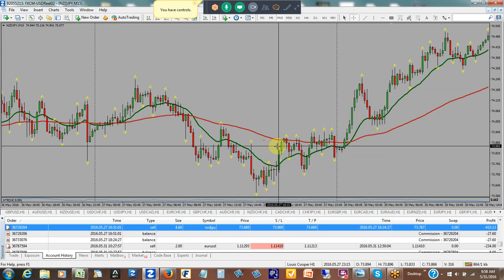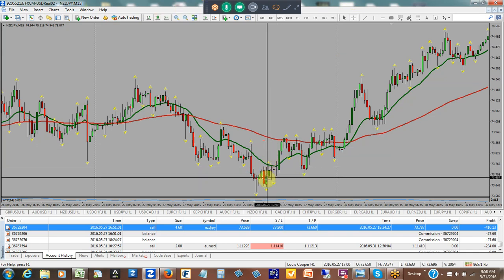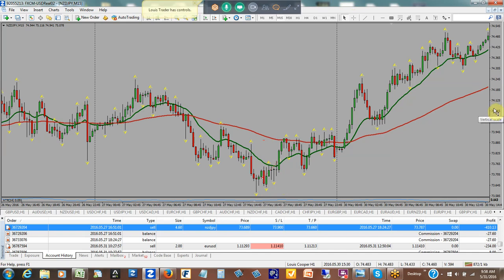That's a good question. Let's see. My entry was here. I guess my take profit was 3. That's what it looks like. I must have moved it up. Maybe it was further down and then I moved it up. Or it could have been the spread. I don't know what the spread on this pair is.